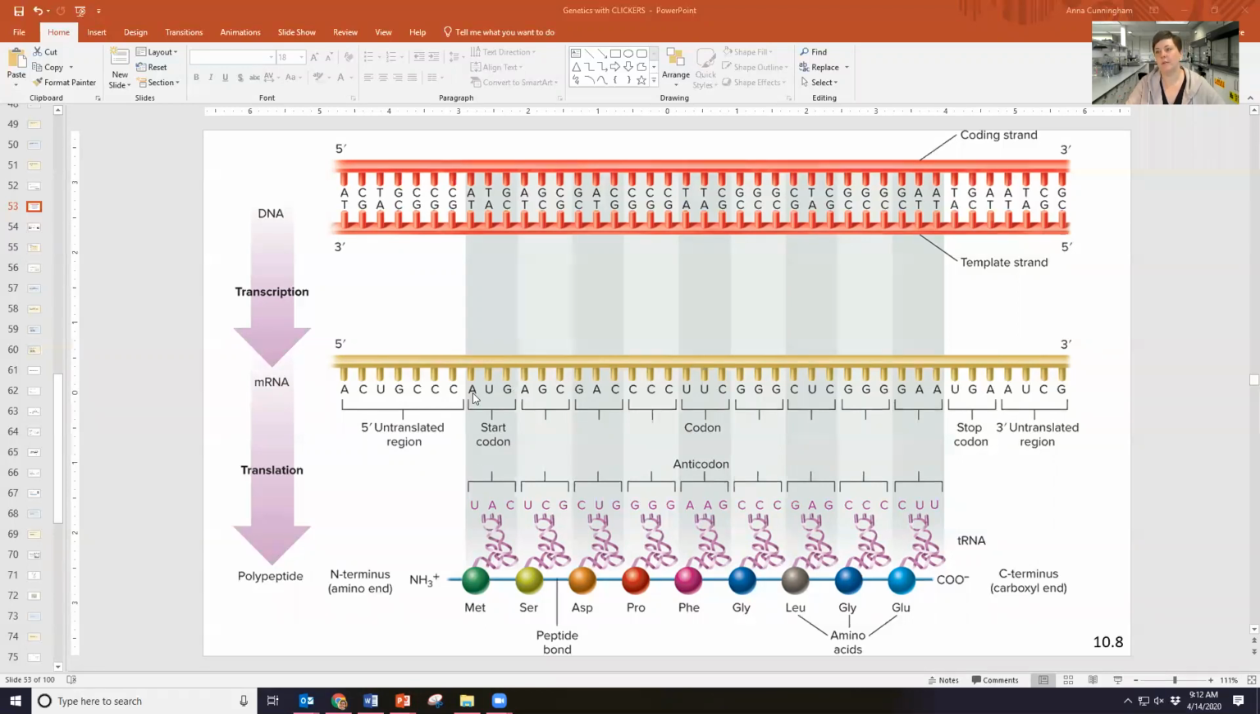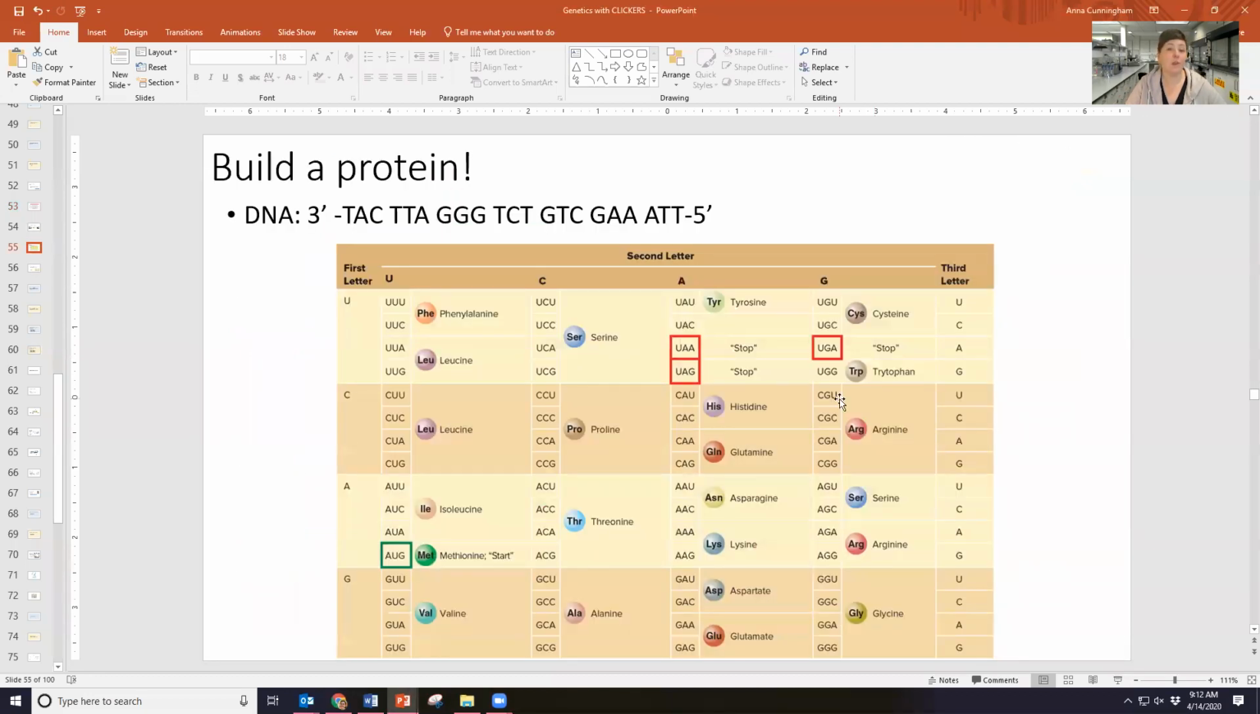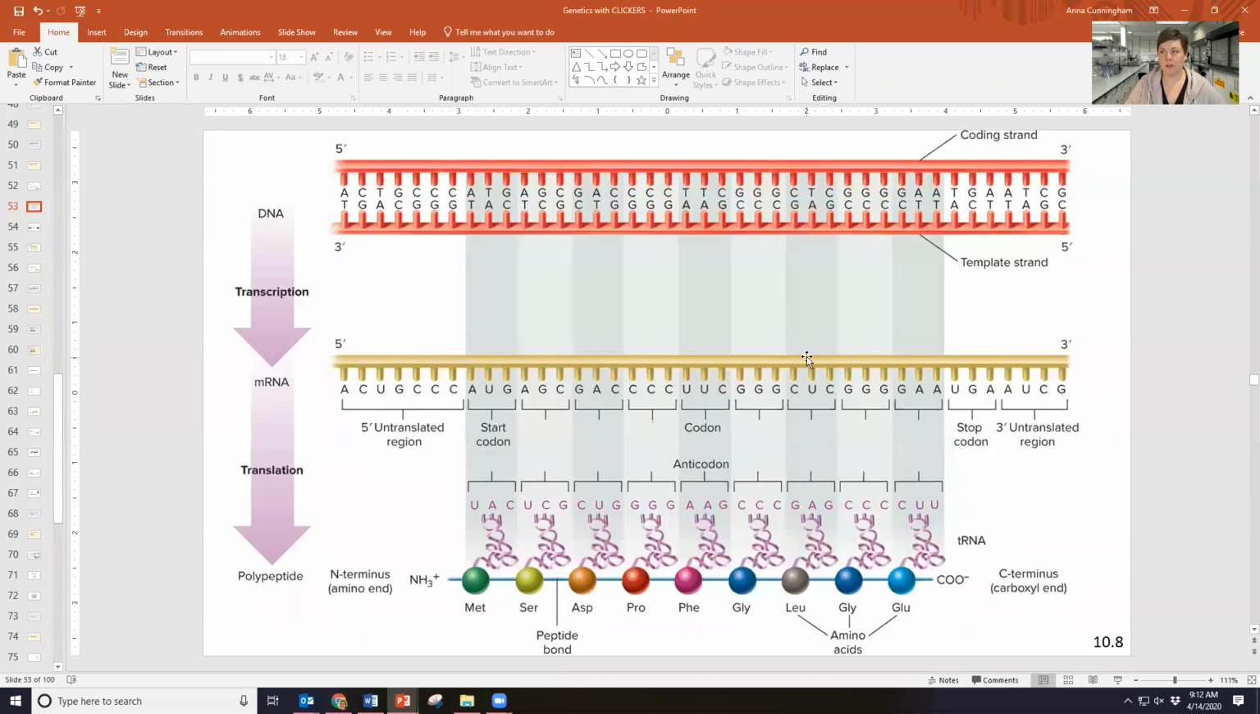And then we just go codon by codon. AUG codes for met, AGC codes for serine, and we can always see that based on the codon table. So I just want to remind you what you should focus on when you're doing transcription and translation: the template strand of DNA, the 3 to 5 prime strand, which creates a 5 to 3 prime strand of mRNA. And then codons are in mRNA.